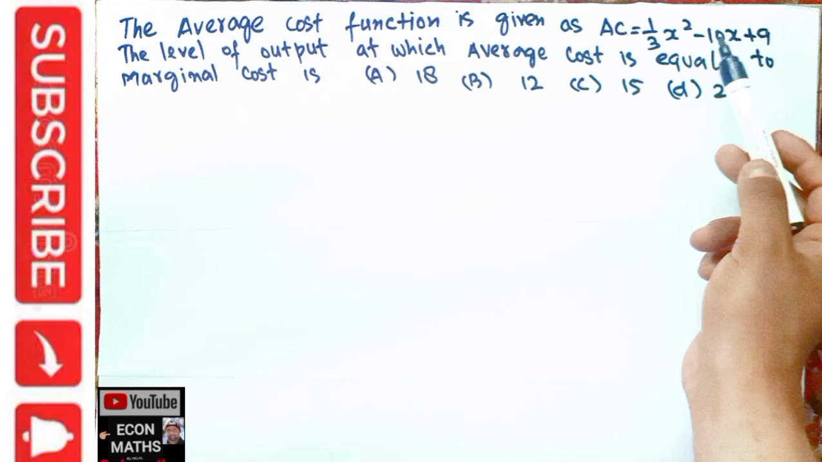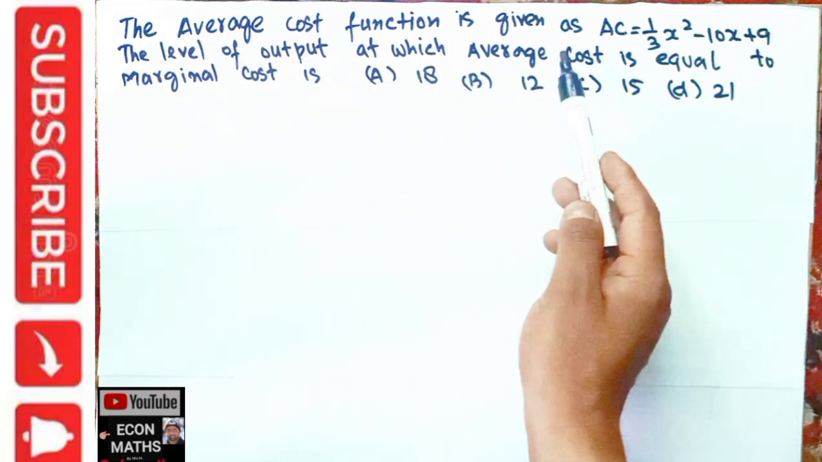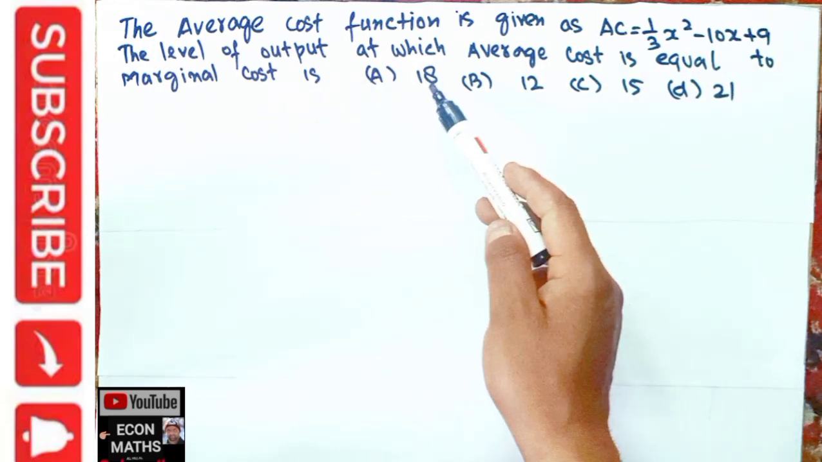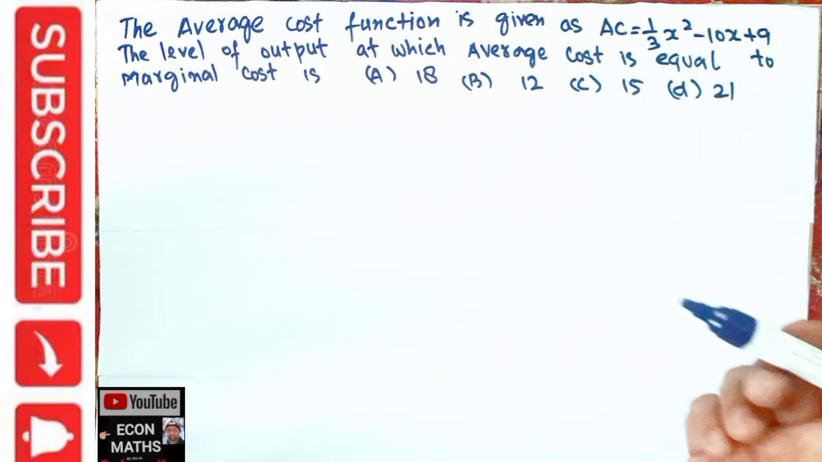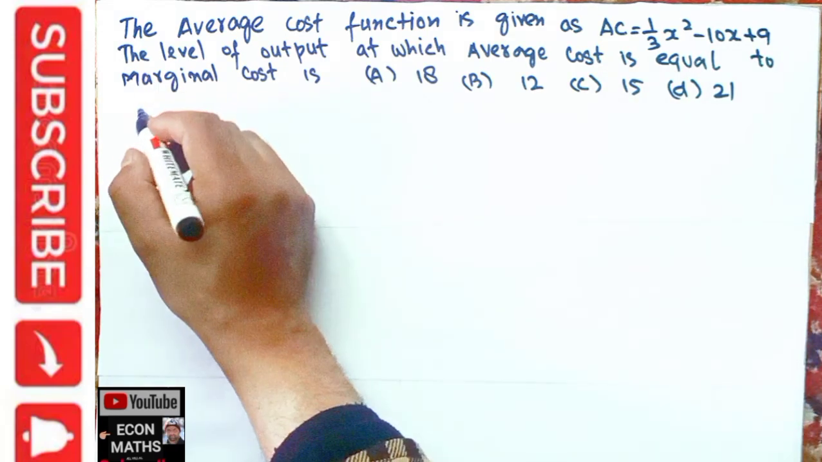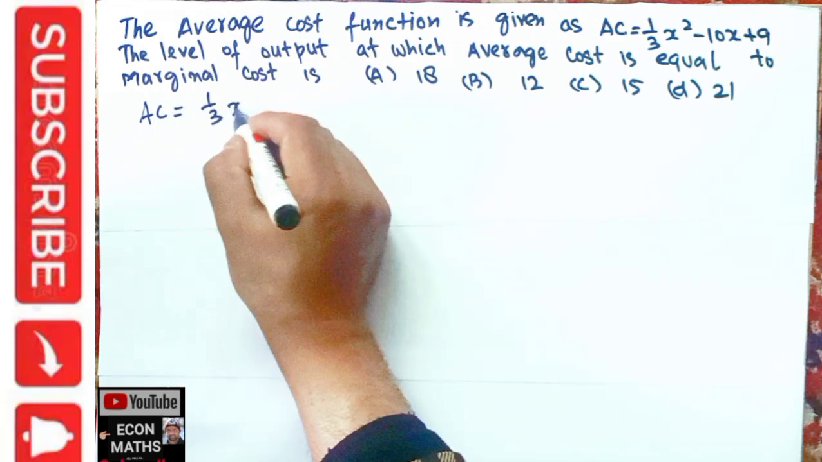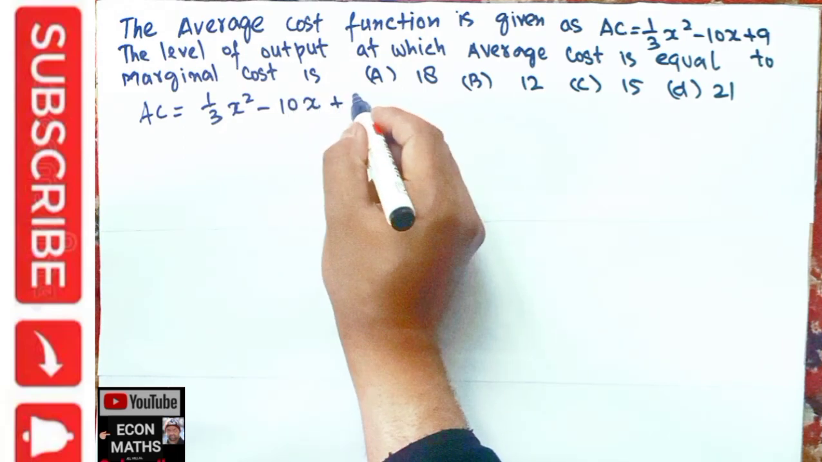The average cost function is given as average cost is equal to 1 by 3 x square minus 10x plus 9. The level of output at which average cost is equal to marginal cost is, the options are 18, 12, 15 and 21. So basically we are given the average cost, so we write here average cost is given as 1 by 3 x square minus 10x plus 9.